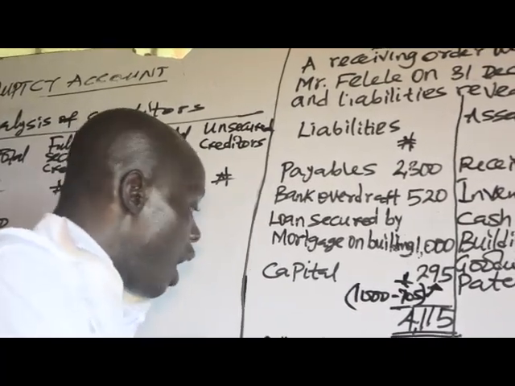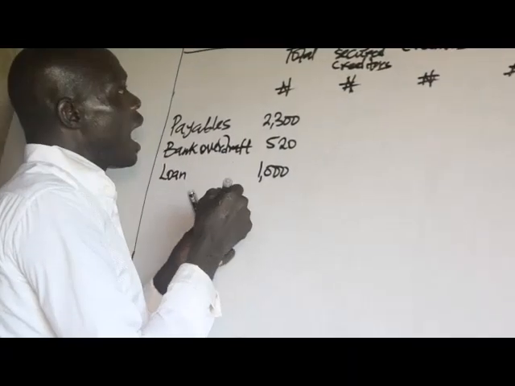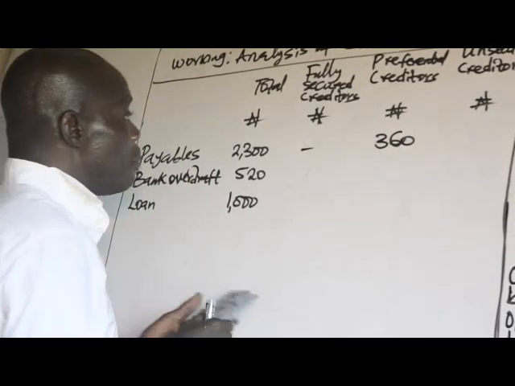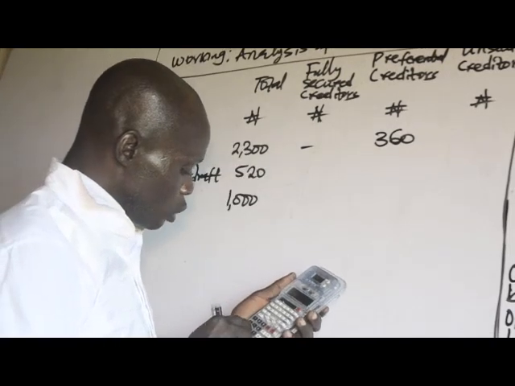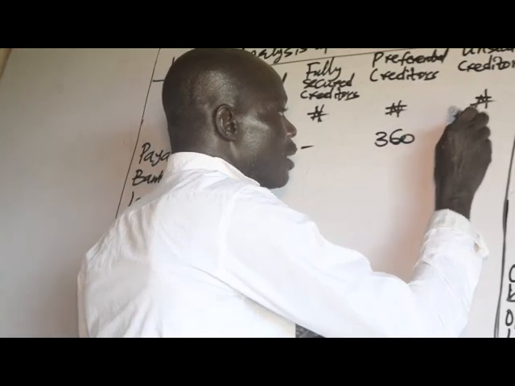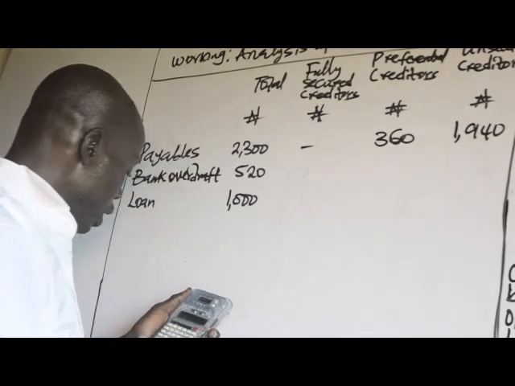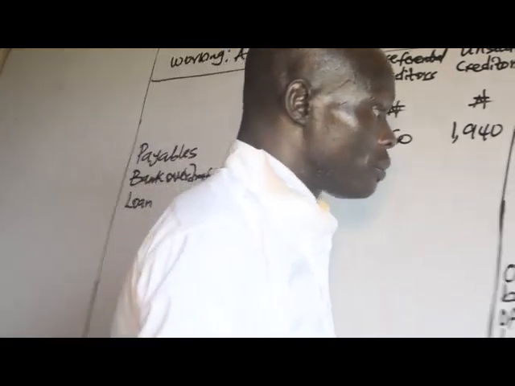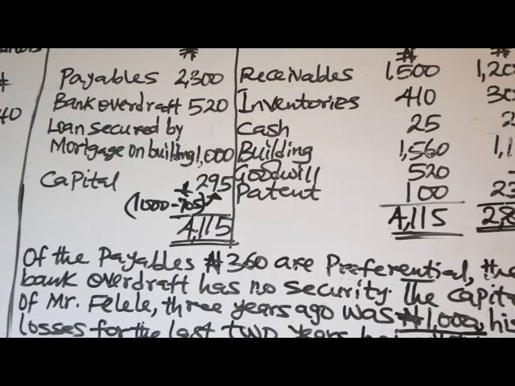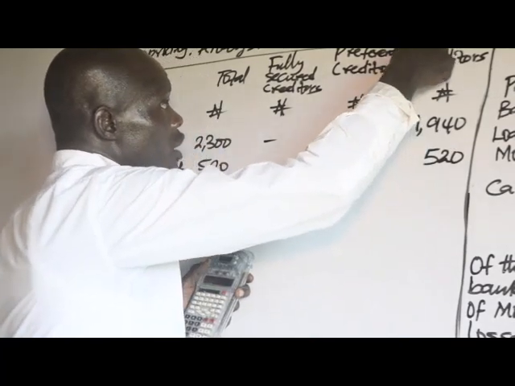Now let's check the additional information. Of the payables, 360 are preferential. Of the payables, you were told that these payables, 360, are preferential. That means the preferential is 360 from the payables. If 360 are preferential, by the time you subtract 360 from 2,300, you'll be left with 1,940. The remaining 1,940 will be ranked as unsecured creditors. Now, let's proceed. The bank overdraft has no security. Since bank overdraft doesn't have any security, that means bank overdraft is unsecured creditors. So, the 520, you put it under unsecured creditors.